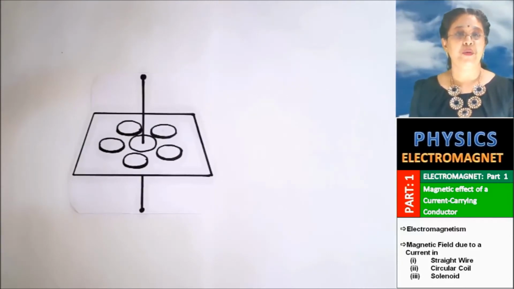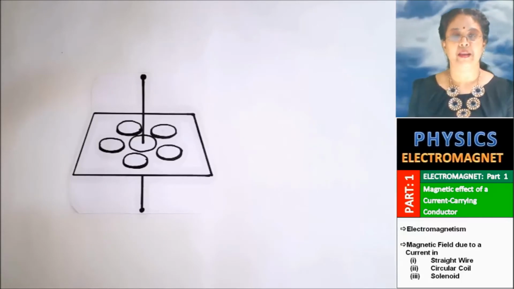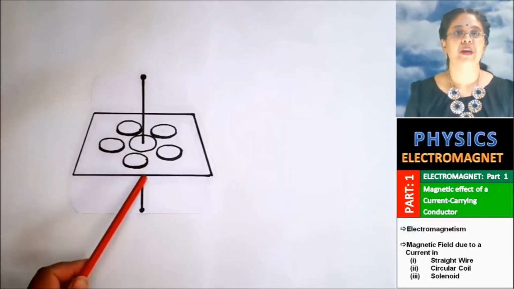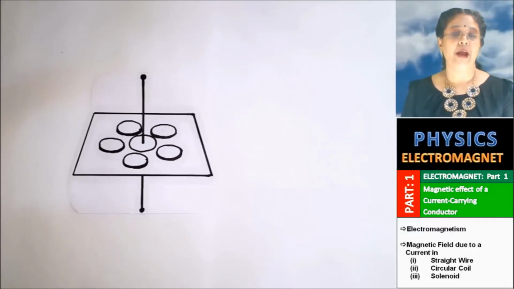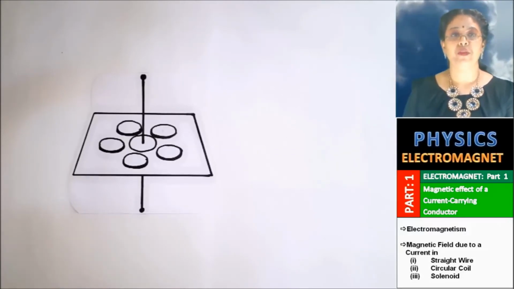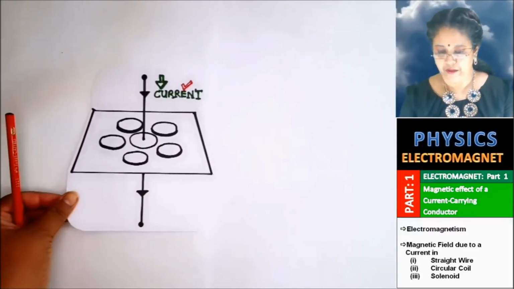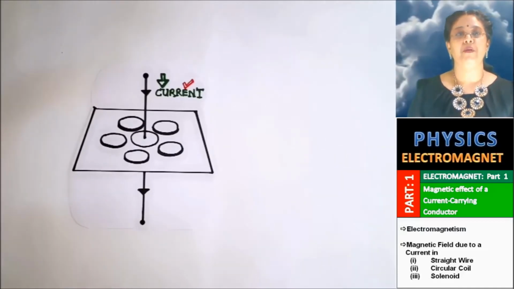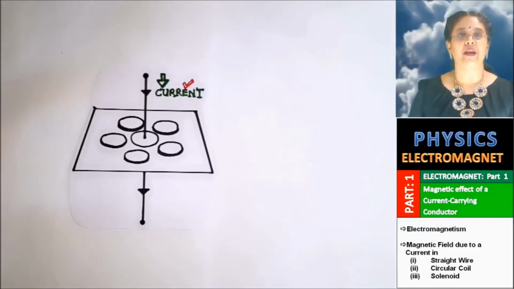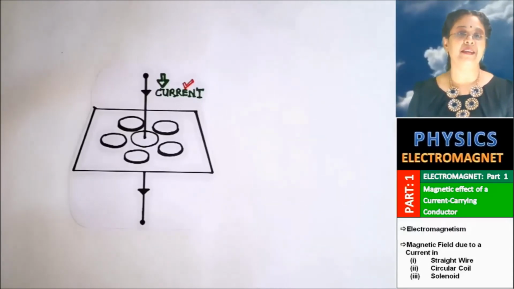Here, same situation as before. We have a straight conductor wire passing through a cardboard. But this time we are going to understand what happens when current flows downward. On top of the cardboard, we are placing compass around the wire. This is to determine the direction of the magnetic field lines created around the wire.